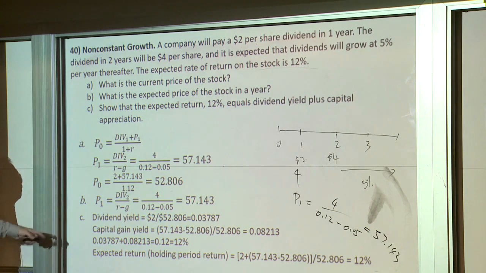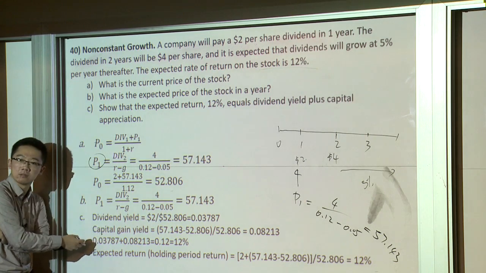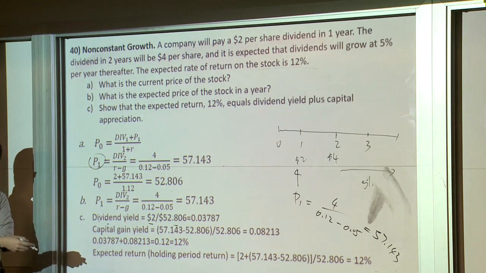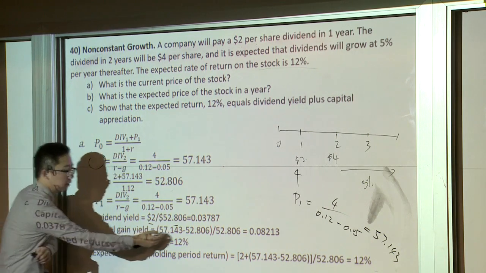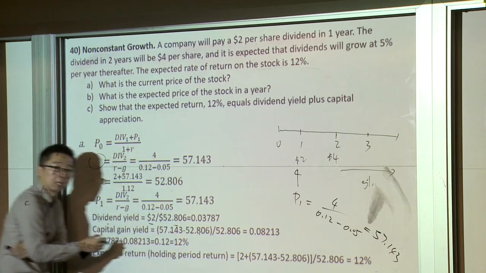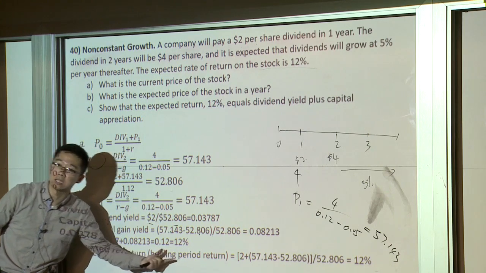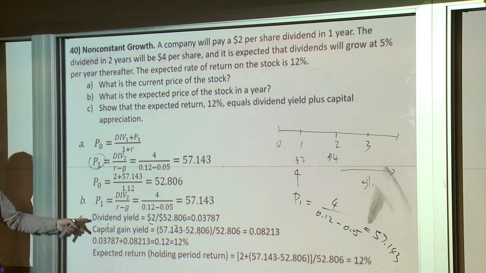So what is the expected stock price in a year? Actually, that's what we just did. P1 is the expected stock price in a year. And we see that the expected return of 12% equals dividend yield plus capital appreciation. We calculate separately. I already showed this. Dividend yield is dividend divided by the stock price at the beginning of the period. The capital gain yield is the ending price minus beginning price, divided by beginning price. Add them up, and we see it is exactly equal to the required rate of return, 12%. So 12% has 2 parts, the current part and the capital gain part.